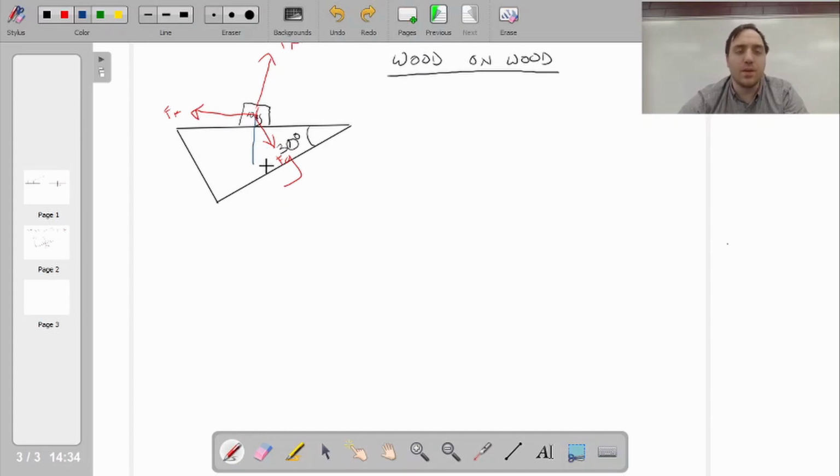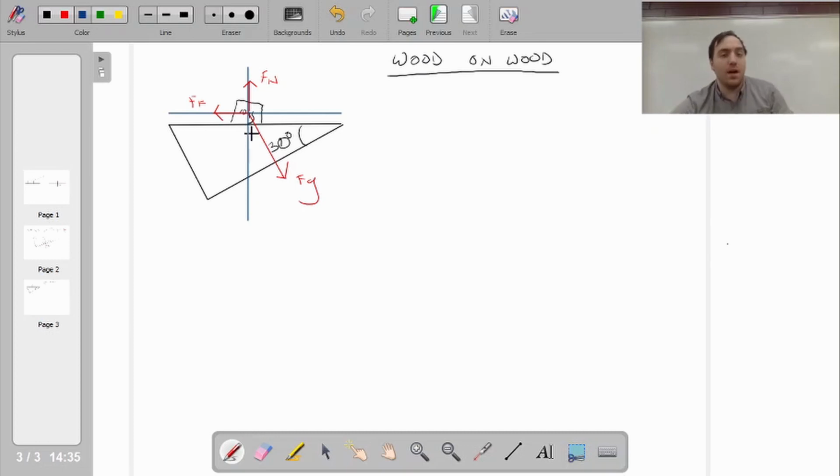Let me fix up my drawings here to make it a little clearer what's going on. Here we go. So now, what I need to do is set up my sum of all forces. You'll notice that this is 30 degrees over here, which tells me that this is 30 degrees here. I can go through the geometry in a later video, but for now, just trust me.